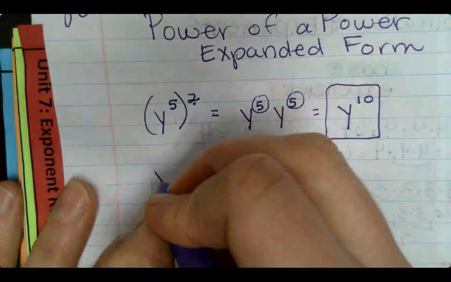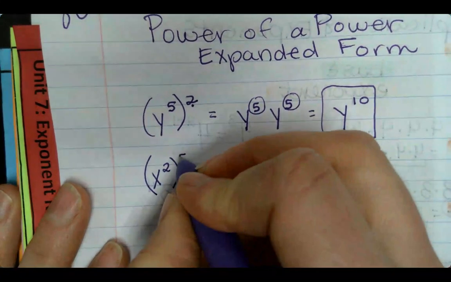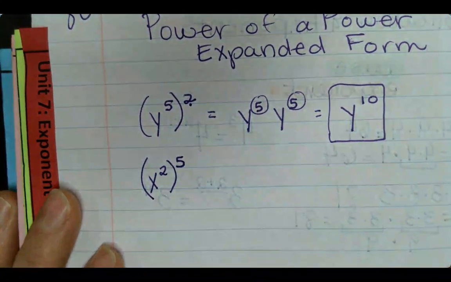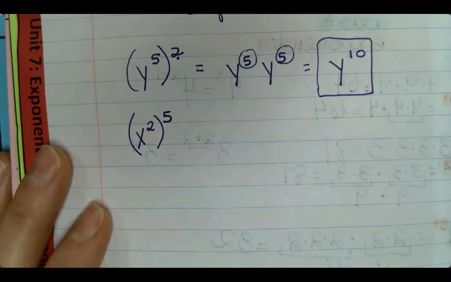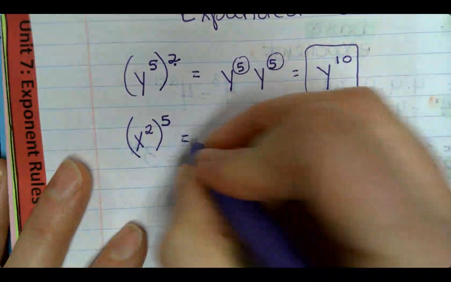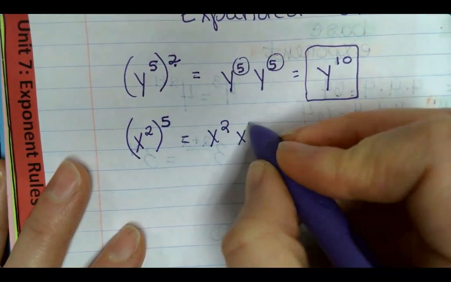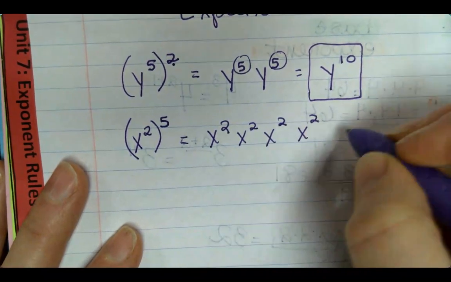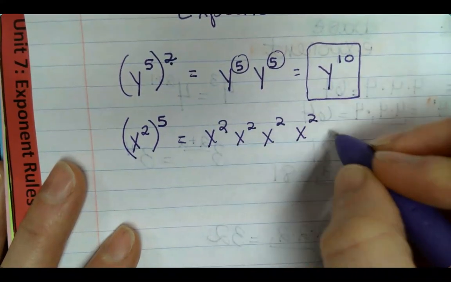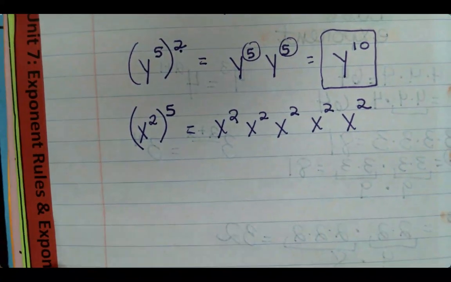Okay, so let's do another one. X squared inside parentheses raised to the 5th power. So x2, 5 times. 1, 2, 3, 4, 5, because it's to the 5th power.